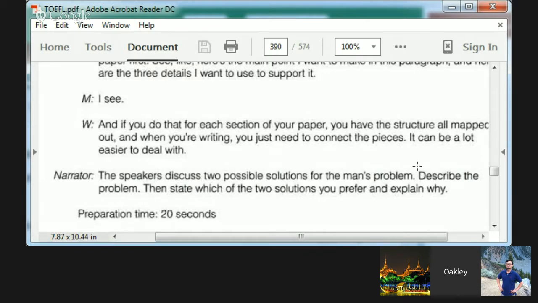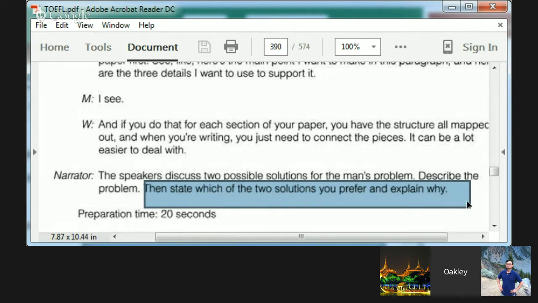Okay. Now, here's the problem. You did a great job with reported speech. You described the problem. What you didn't do is this whole much more important part of the question. Then state which of the 2 solutions you prefer and explain why.